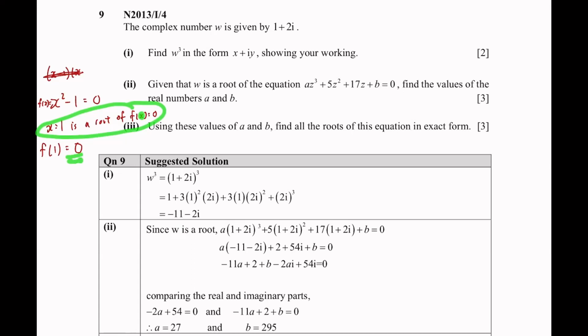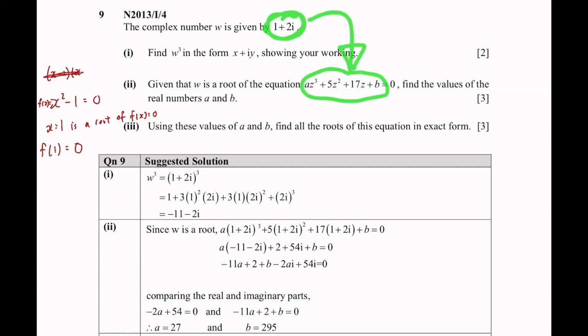So same thing over here. Instead of x equal to 1 being a root, we have W is a root, which we know is 1 plus 2i. So they're telling you 1 plus 2i is a root. All we need to do is substitute whatever z we see with 1 plus 2i. Does it make sense? Everywhere that was a z, you replace with 1 plus 2i. Then you just expand and eventually simplify.